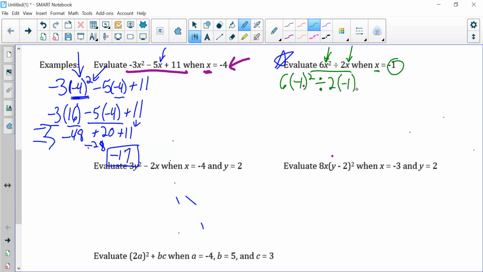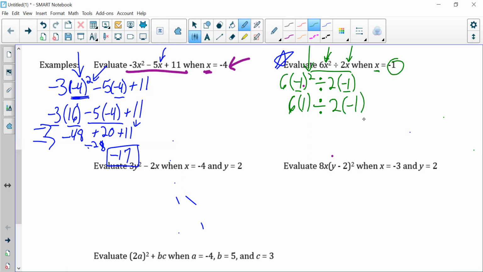Once again, order of operations, parentheses first. I've got a -1 in parentheses and a -1 in parentheses, but they're not doing anything with any other numbers inside the parentheses, so I'm done with that. Next is exponents. I have an exponent here, and this is in parentheses, so this says -1 squared. So -1 times -1 is 1. So I've literally got 6 times 1 divided by 2 times -1.